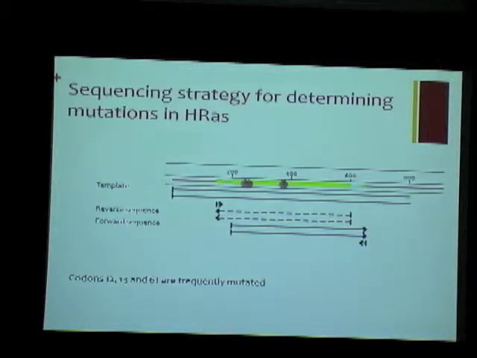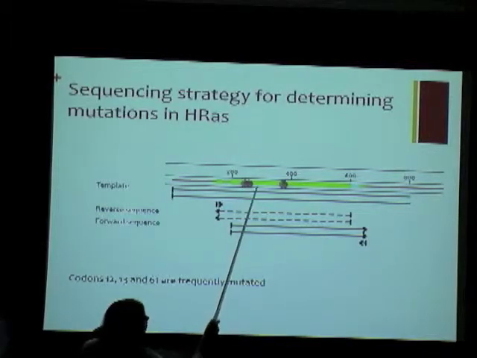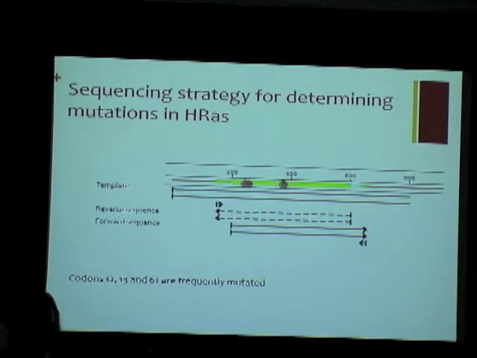This is a strategy we use for sequencing Hras. We concentrated on two genes. One is Hras and one is PI3K-AKT. Why these genes is because they are constitutively activated in breast cancers, and this leads to permanent activation of the pathways. Codons 12, 13, and 61 are frequently mutated in Hras, and we used these two primers and covered almost the entire gene. Like you can see, we have covered these codons, and we did not find any mutation.